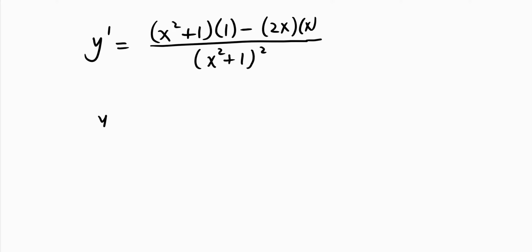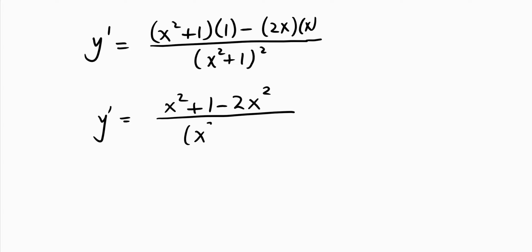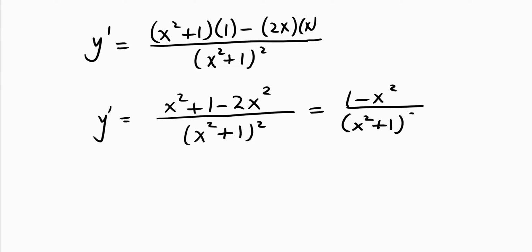What do we get for this? y prime equals x squared plus 1 minus 2x squared over (x squared plus 1) squared, which equals 1 minus x squared over (x squared plus 1) all squared. That's what we got for the first derivative.